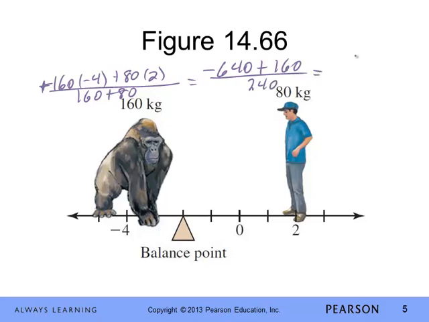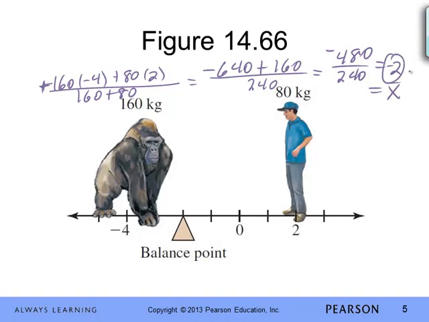Now, -640 plus 160 is, what is that? Is that -480? So -480 divided by 240, and that's equal to -2. So that's going to be the coordinate for your center, in other words, the balance point right here at x equals -2. I forgot my minus sign, so minus 2 for the balance point.